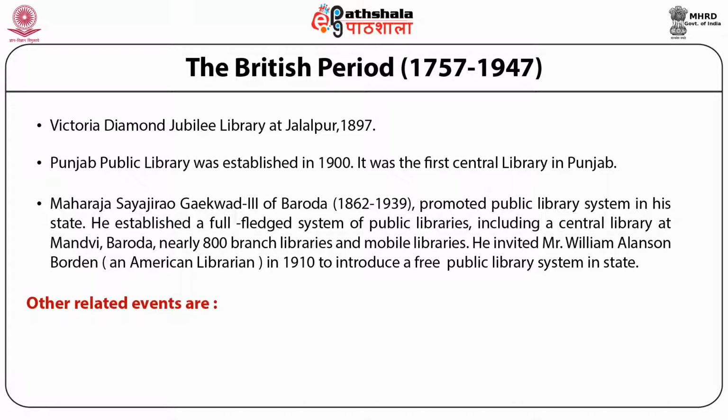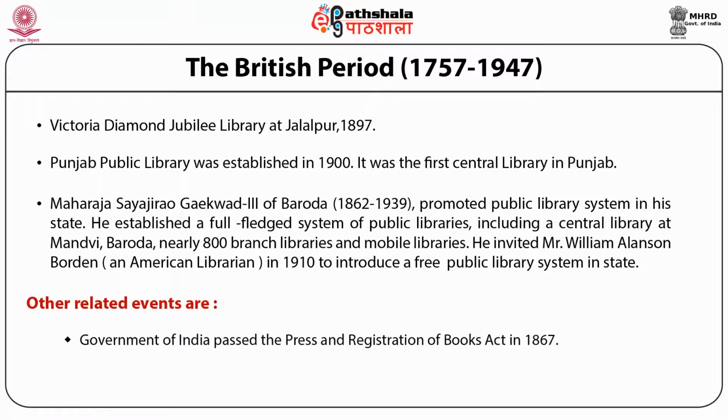Other related events are: the Government of India passed the Press and Registration of Books Act in 1867 and the Government of India passed the Imperial Public Library Act in 1902.